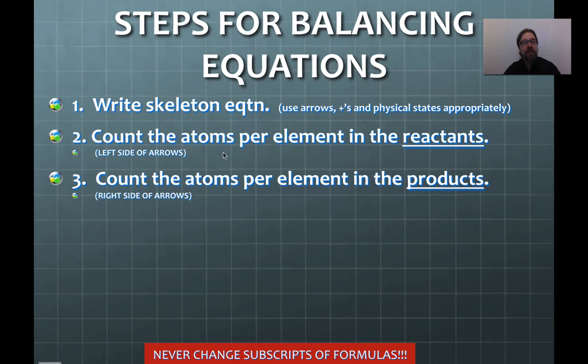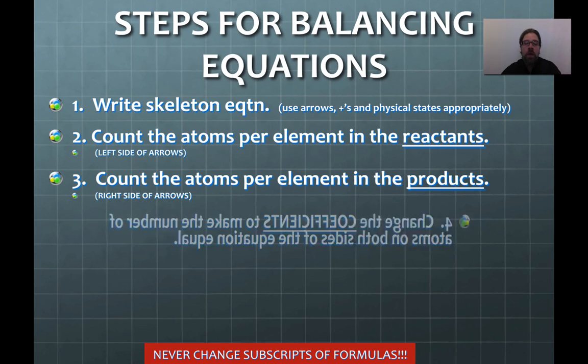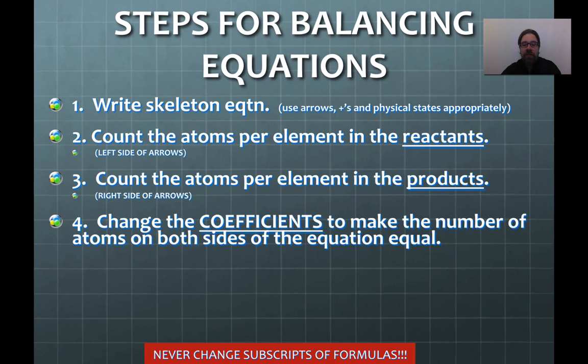We got to count and make sure you have the same number of atoms on the left as on the right. That's why 2 and 3 are very closely related, and they happen almost simultaneously when you're balancing. Number 4, change the coefficients to make the number of atoms on both sides of the equation equal. You're in the business of changing numbers in front of chemicals in order for those chemical equations to be balanced properly. Sometimes you got to go back and forth, changing the number a number of times.